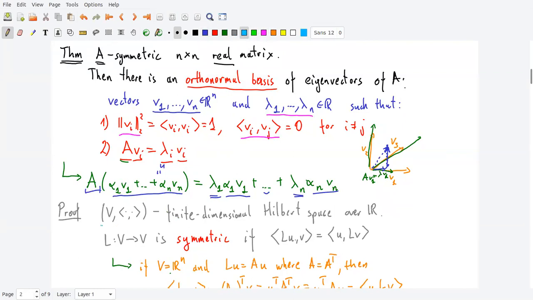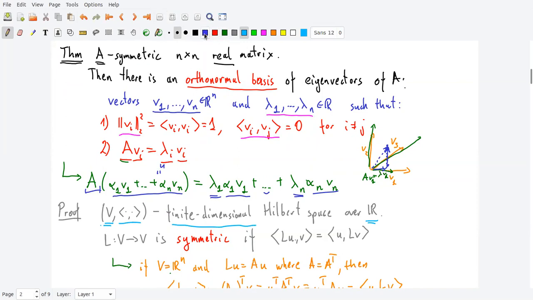So I will speak about an abstract linear space, a finite dimensional linear space that's equipped with a scalar product. Formally, I should say that this is a finite dimensional Hilbert space. Over the reals, there is nothing to be scared about here. Hilbert space simply means a linear vector space equipped with a scalar product.